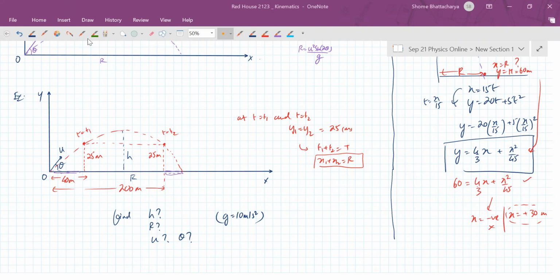Yes, very good. Adinath, now your answers are correct. All of the answers are correct: projection speed, angle, range, maximum height.